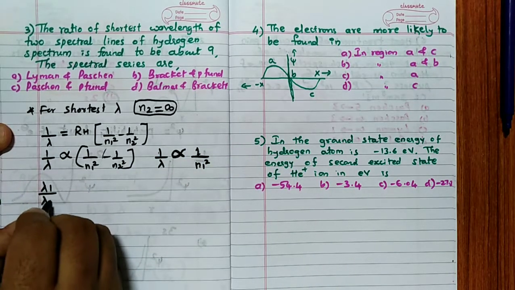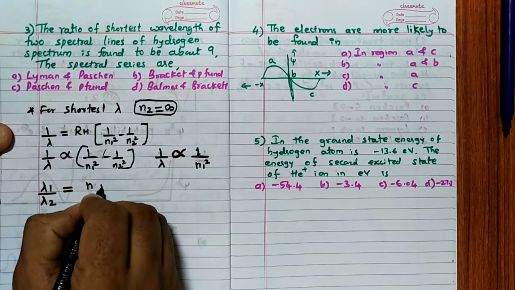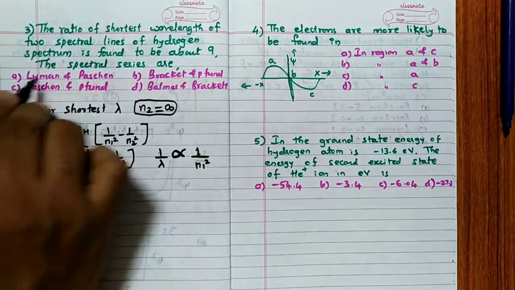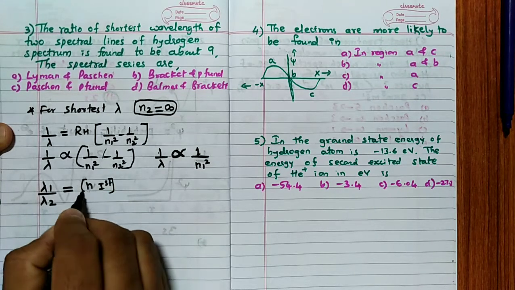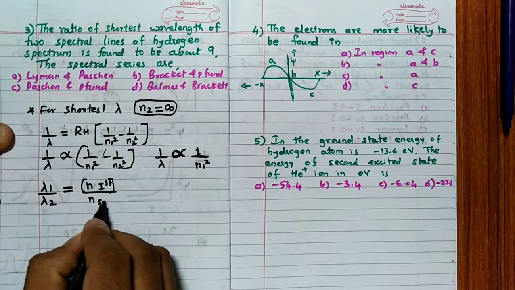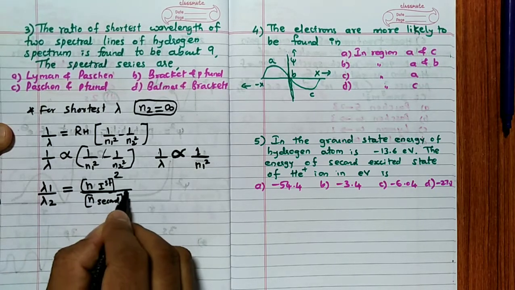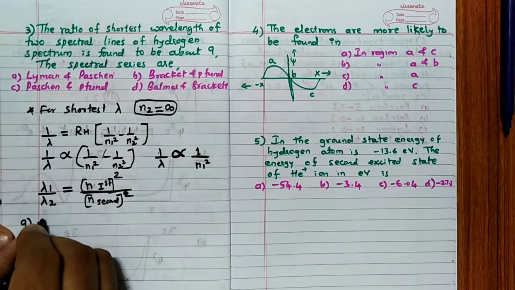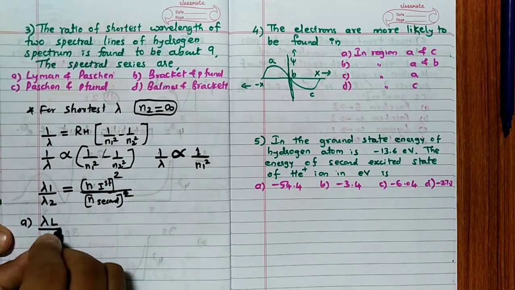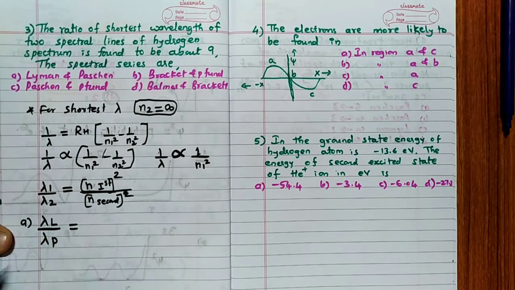Lambda 1 divided by lambda 2 is equal to n of the first line, and n of the first means anyone, not only the first, n means any one, divided by n of the second, whole square. You can also write it like this. Let me explain. For the first option we will take lambda of Lyman, lambda L divided by lambda P, correct?